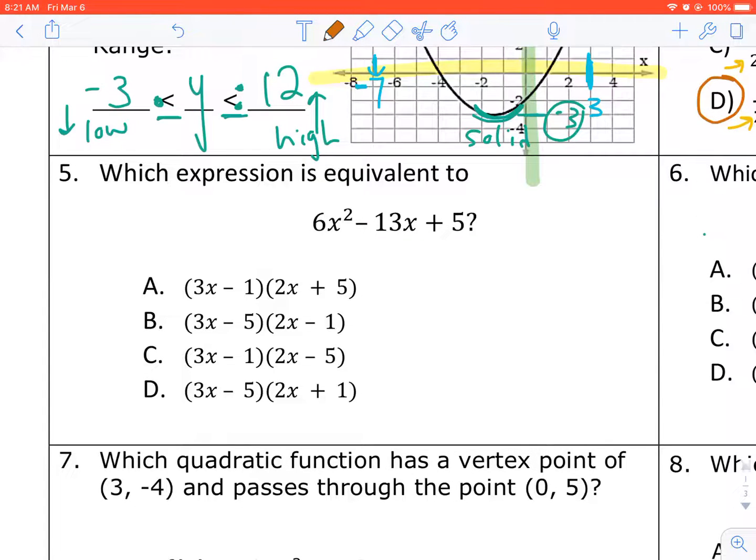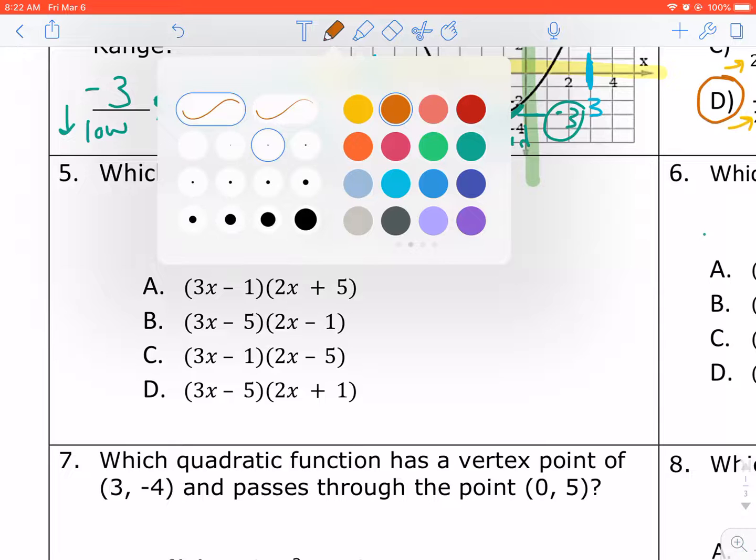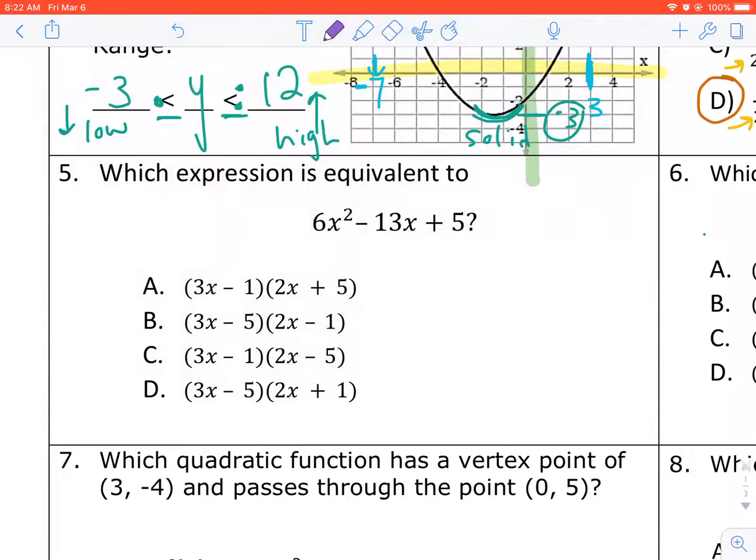Number 5, which expression is equivalent to? So we can do this a couple different ways. If you do not like working things by hand, you can just start typing these things in. And yes, you can even include your answer choices.